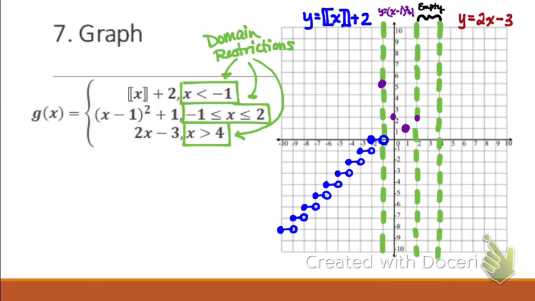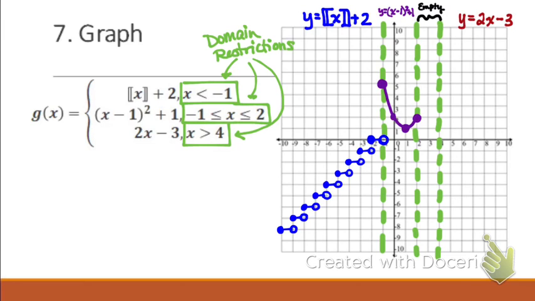Should this be filled in or open? That one should be filled in. What about the other one? Filled in. Cool. So then I get this parabola shape in here. We leave this middle spot empty because it is not defined at all between 2 and 4. And then I have my line over here. We don't start until 4.